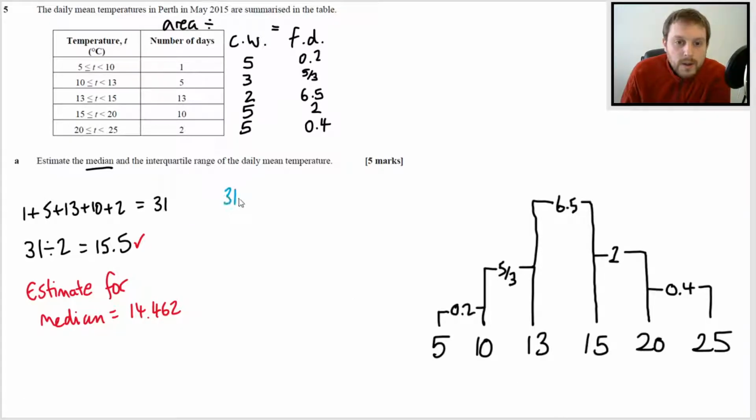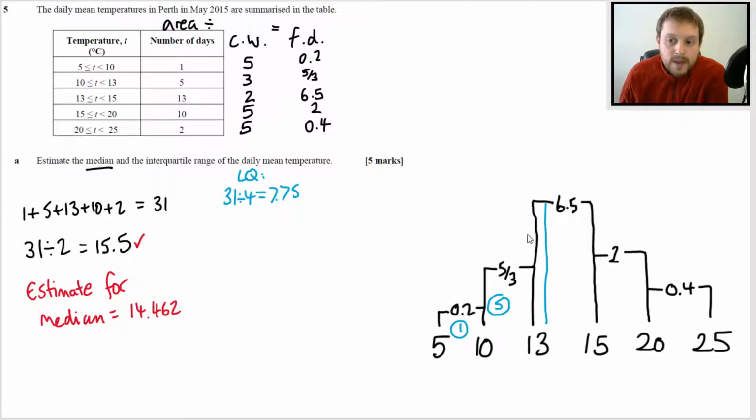So my estimate for the lower quartile, I will do 31 divided by 4. So 31 divided by 4 is 7.75. And we'll actually be in this box again, except there'll be a lot less area to use up, because we've got an area of 1, an area of 5, and then this is going to have area 1.75, that bit there.